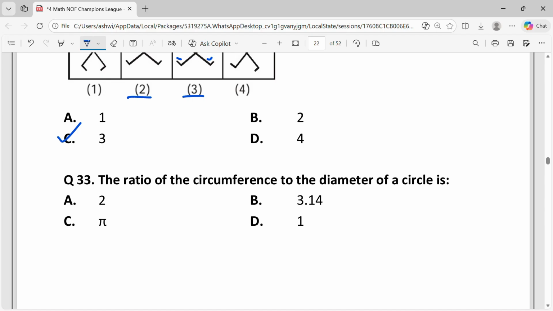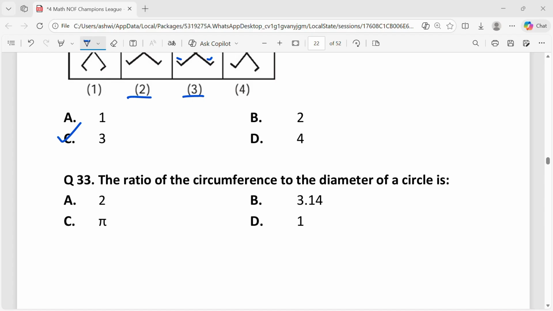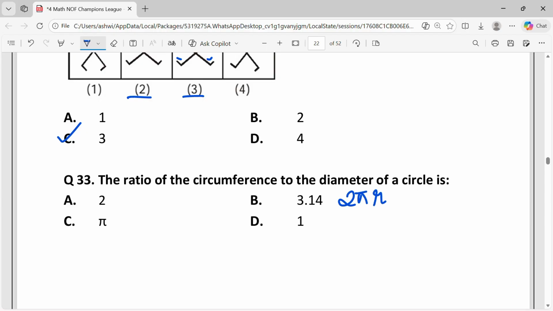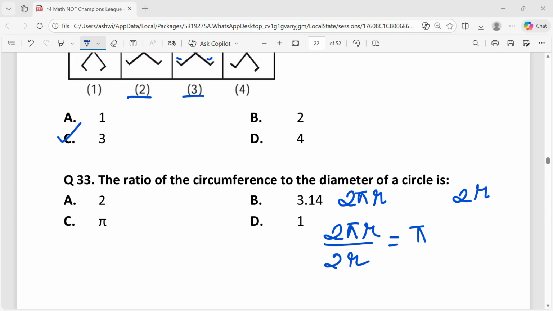Question 33. The ratio of the circumference to the diameter of a circle is. The circumference of a circle is 2 pi r and the diameter of a circle is 2r. So the ratio of circumference to diameter is 2 pi r upon 2r, that is equal to pi. The answer is C.